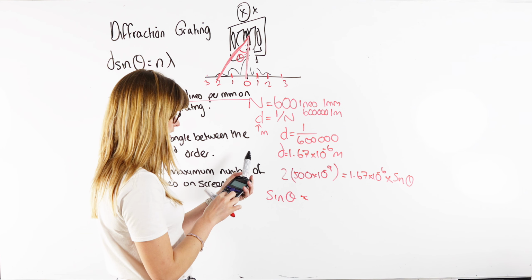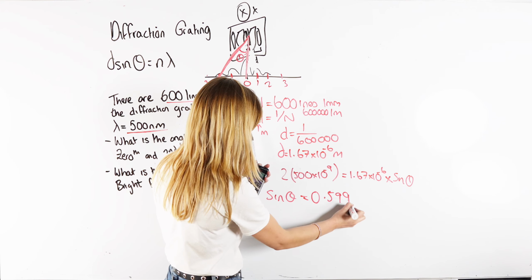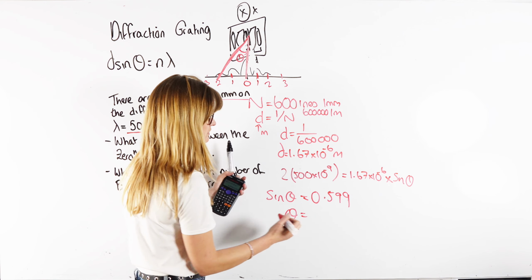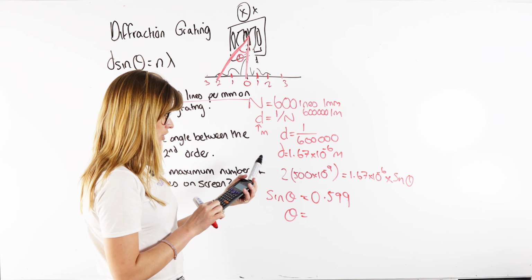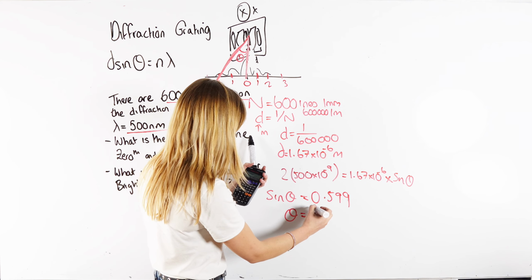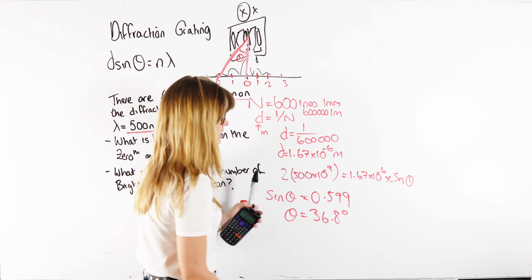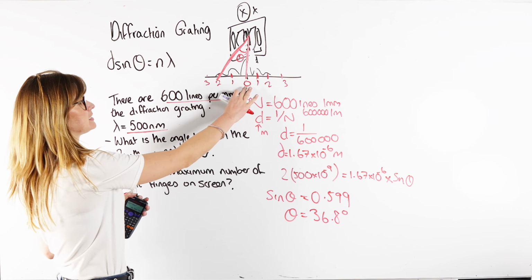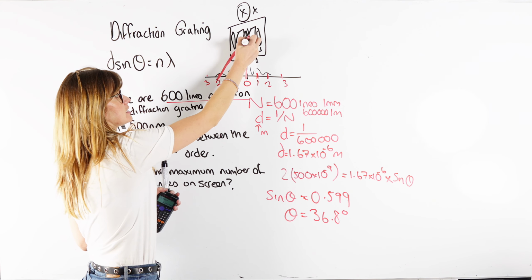And that gives me my sine theta, which is going to be 0.599. So to find what theta is, I just have to take inverse sine. So I'm going to shift sine, or inverse sine, of that previous answer to find out what my angle theta is, and it comes out at 36.8 degrees. So that's the angle between my 0th order and my second order. That angle in there is 36.8 degrees.